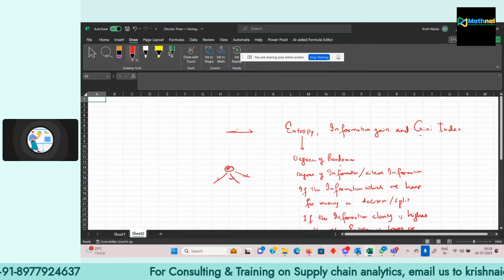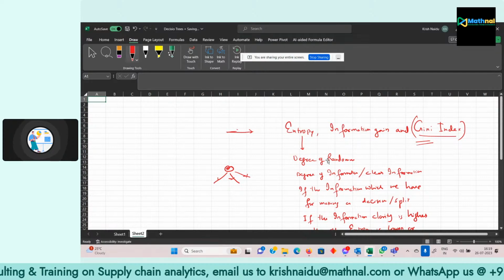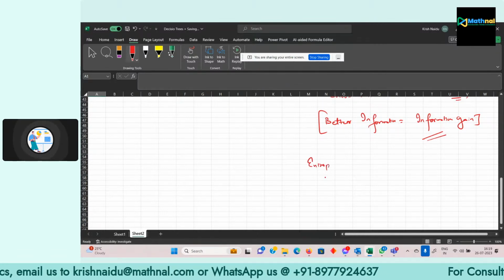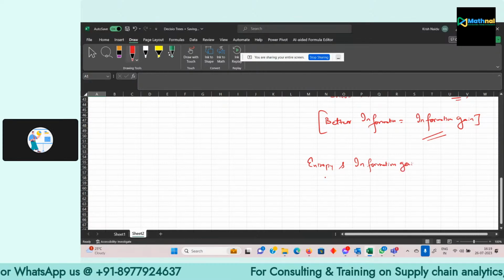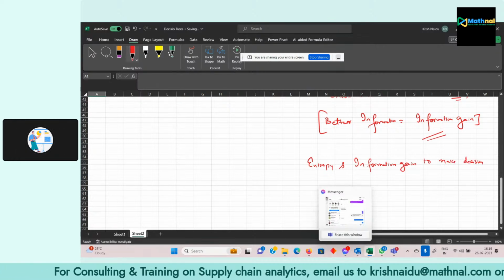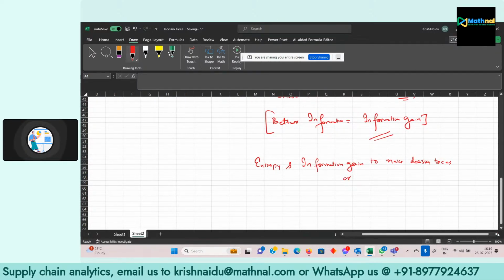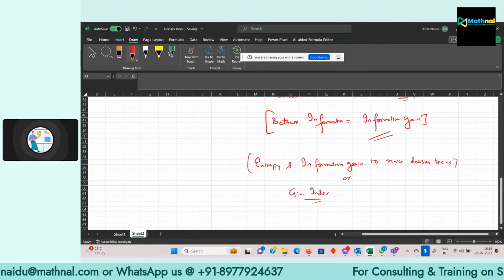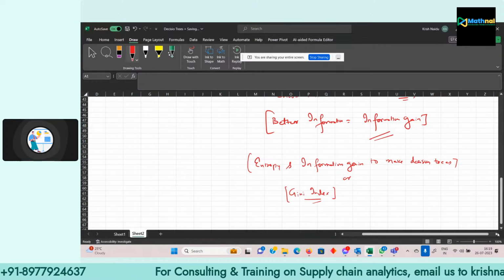Similarly, Gini index is another metric to compute the entropy. Right? If you want to use Gini index, we can use two different statistics. Either we use entropy and information gain to make our decision tree, or we use Gini index. Either one of them we can use to decide which variable gives us the best split, or best understanding of whether we will have a stock out or not.